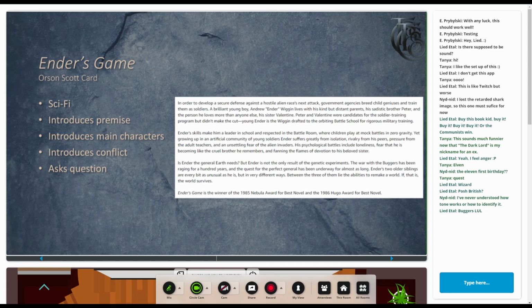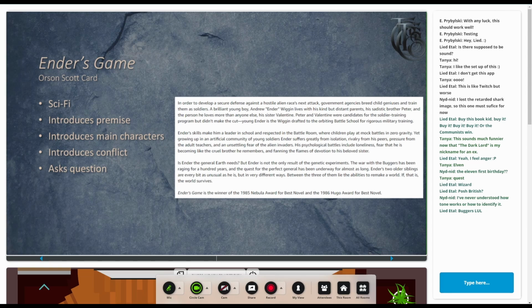Ender's Game is the winner of the 1985 Nebula Award for Best Novel and the 1986 Hugo Award for Best Novel. Yeah, I didn't name them. Again, I take no responsibility for this. This is copied directly off of the Amazon sales page for Ender's Game.